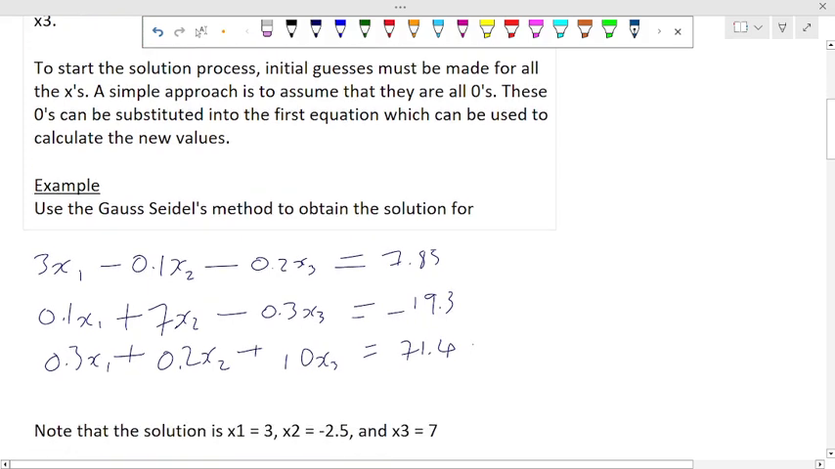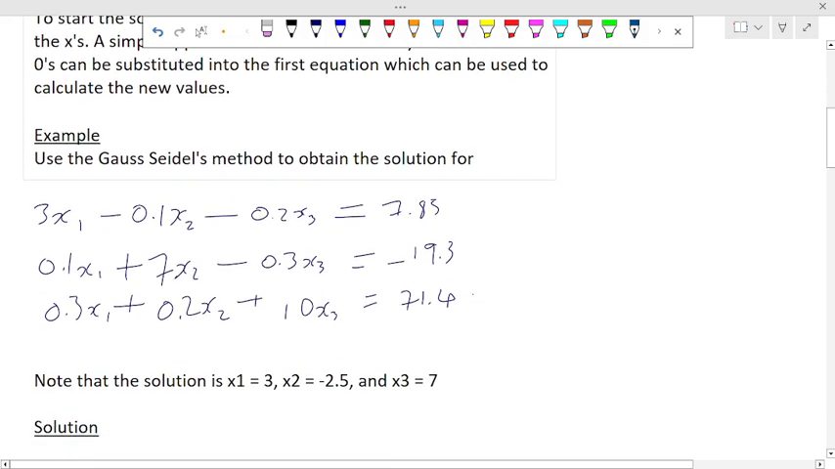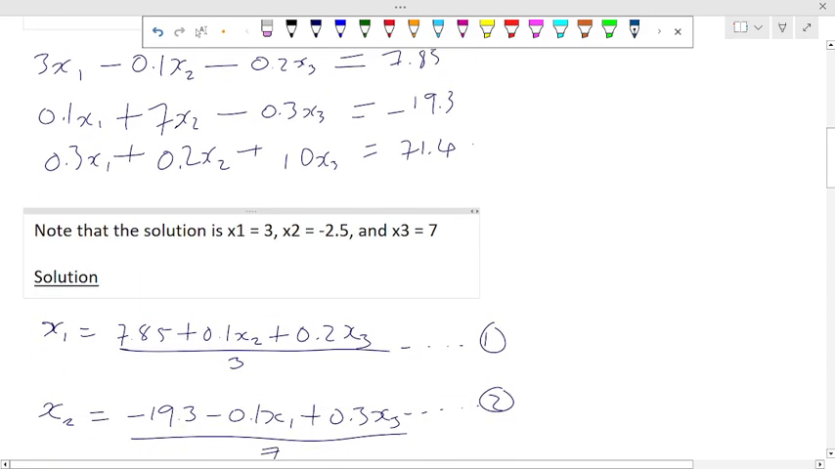Use Gauss-Seidel's method to obtain the solution. It's the same problem we solved some videos ago. Note that the solution is x1 is 3, x2 is minus 2.5, x3 is 7. Since they've given us the solution, we are going to arrive at it using iterations: first iteration, second iteration, third iteration.